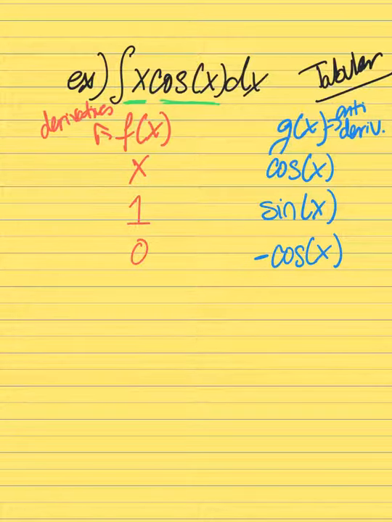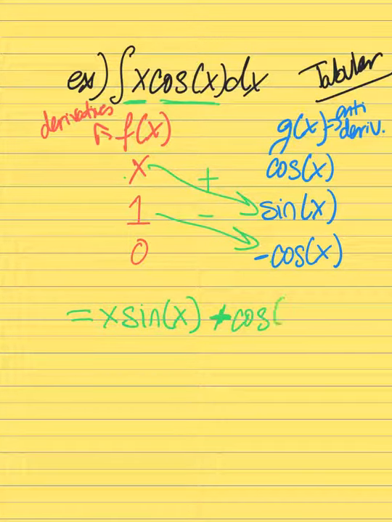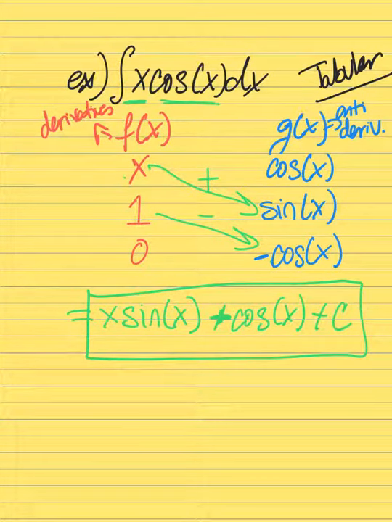Then you're going to go kind of diagonally. That's going to be positive. This will be negative. So your answer would be x times sine of x minus, because the next one's minus, 1 times negative cosine of x. Well, 1 times negative cosine of x is just negative cosine of x. Two negatives make it a positive cosine of x. Don't have limits, so I have a plus c. And if you go ahead and look at your very first example, that's the answer that we got.